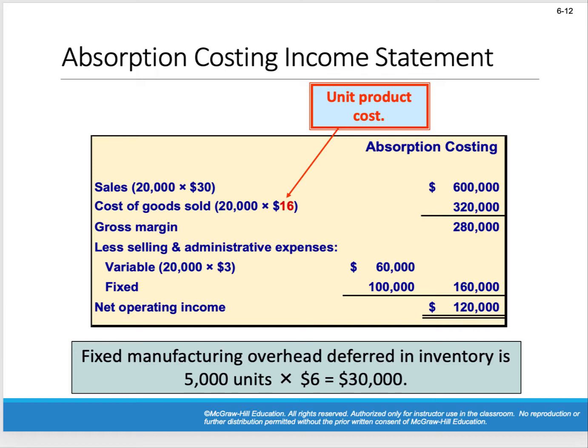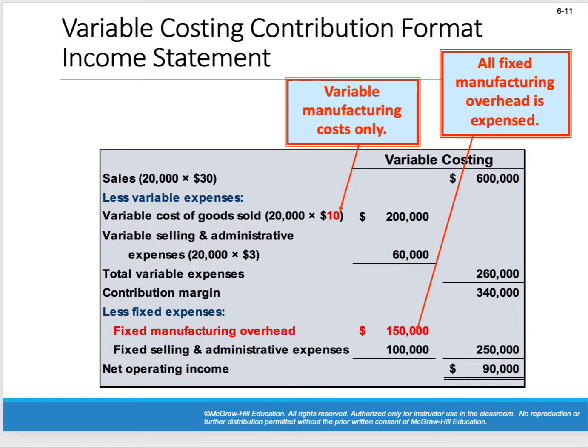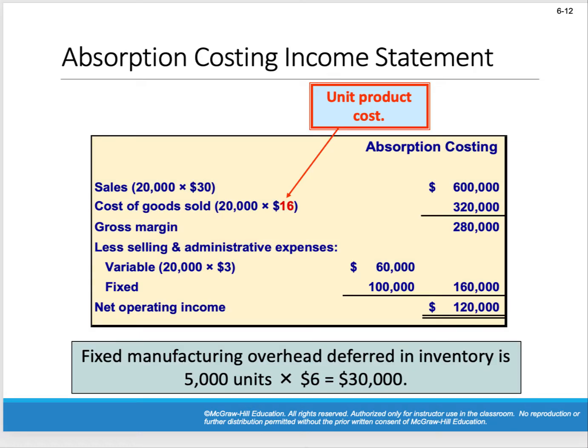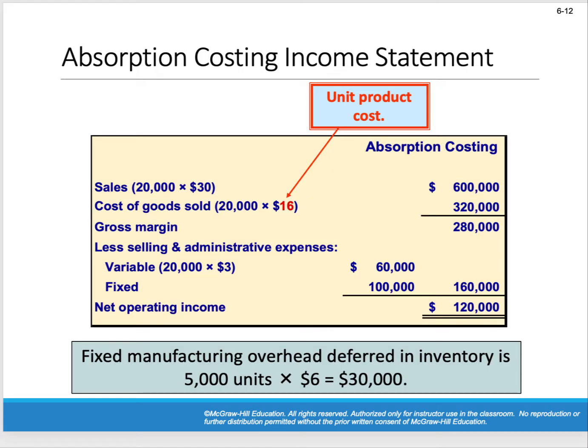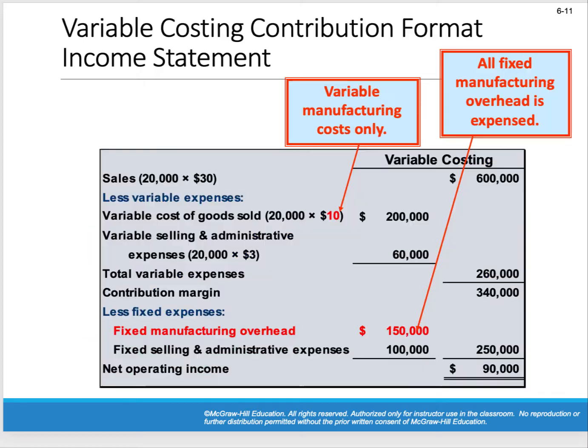Okay? That's a difference, right? Before, when we used variable costing, we saw $90,000. Now we're seeing net operating income of $120,000. Net operating income under the absorption method is much higher than it is under variable costing. It's $30,000 different. Why? It's because of the fixed manufacturing overhead, right? Under the variable method, we expense total fixed manufacturing overhead cost as it's incurred. So we expense the total fixed MOH of $150,000.